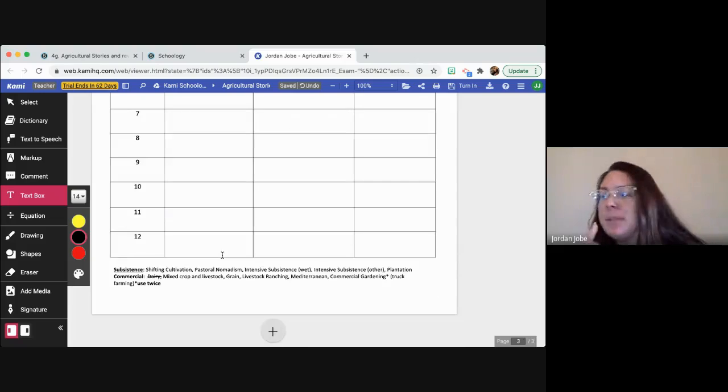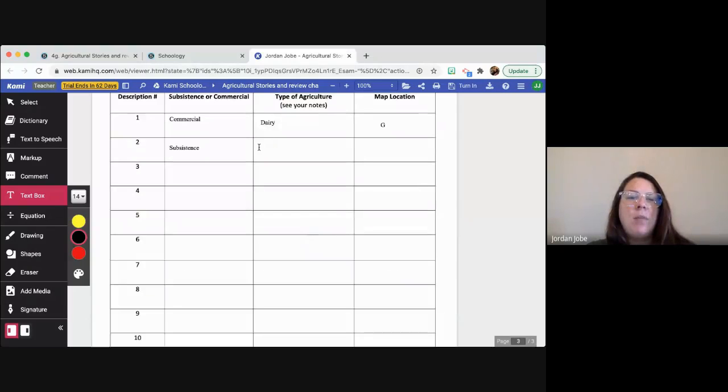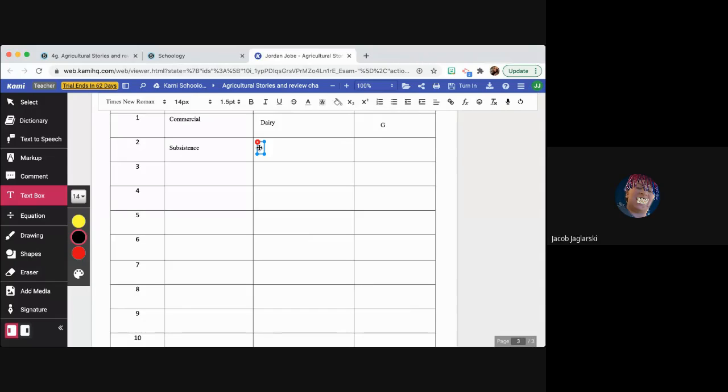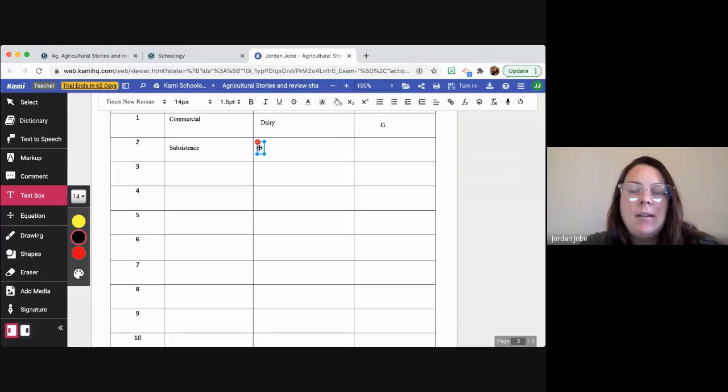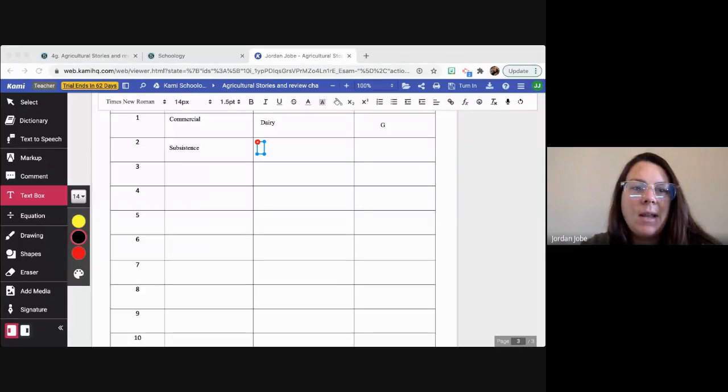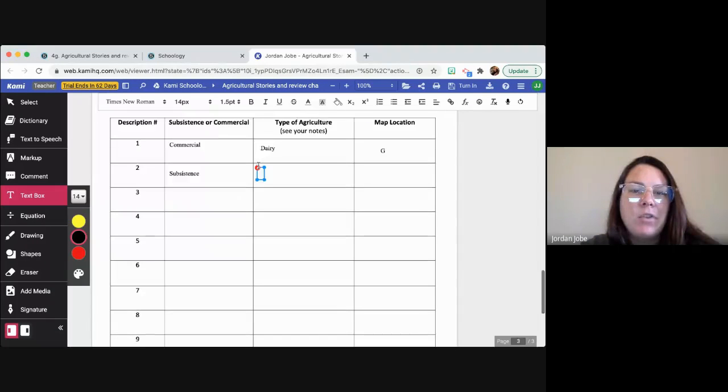And if we go take a look at our types of subsistence agriculture, we have shifting cultivation, pastoral nomadism, intensive subsistence wet rice, intensive subsistence other, and plantation. Right? What type of agriculture are we talking about here? What's our type of subsistence agriculture? He's talking about herding animals. Okay, what do you guys think? What's our type of subsistence agriculture for number 2?